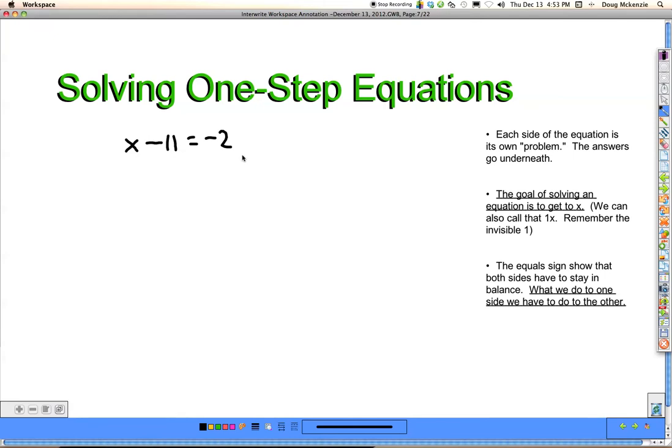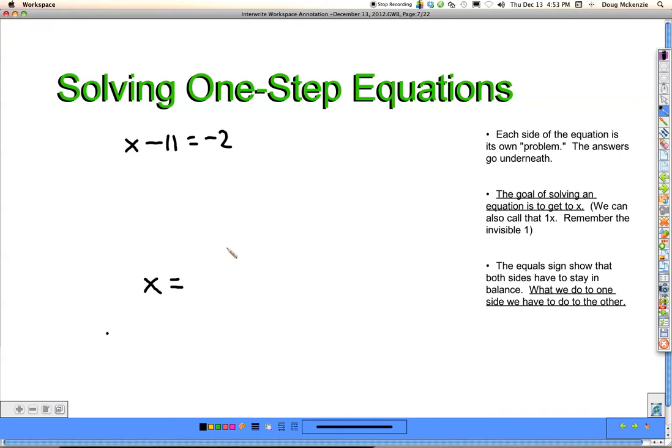That there are two sides to an equation. This side is its own problem, and we're going to be doing some work with that, and the answers are going to go underneath. And this side is also its own problem, and we're going to be working down like this, and the answers are going to go underneath that. The goal of solving an equation is always to get the x by itself. We always, at the end of solving the equation, want to have x, or the variable, all by itself. That could be 1x. Remember, that's an invisible 1 in front of that x. That's our goal, always to get that 1x.